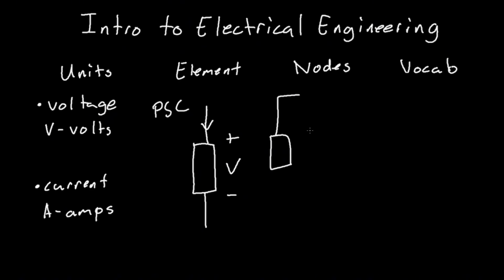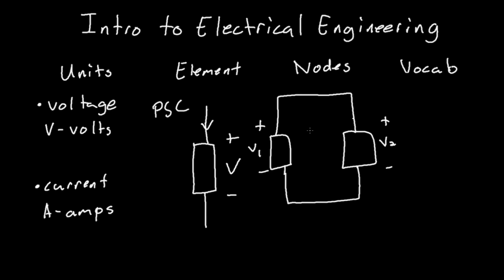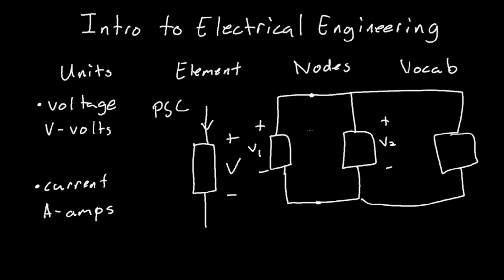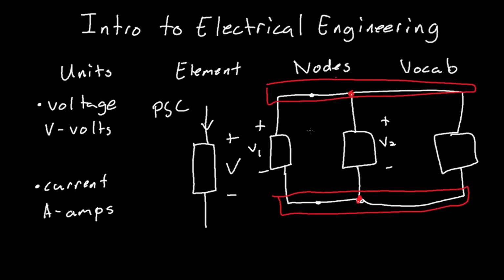Well, how about a node? If I were to draw an entire circuit here, you can draw a circuit like this, correct? Let's say this is V1, this is V2. A node is basically just a connection point for elements. So right here, these 2 points are nodes. Maybe you have 3 elements like this. Right here would be a connection point for the nodes. And later on, you're going to realize that this entire bottom section, this entire top section is a node in itself.